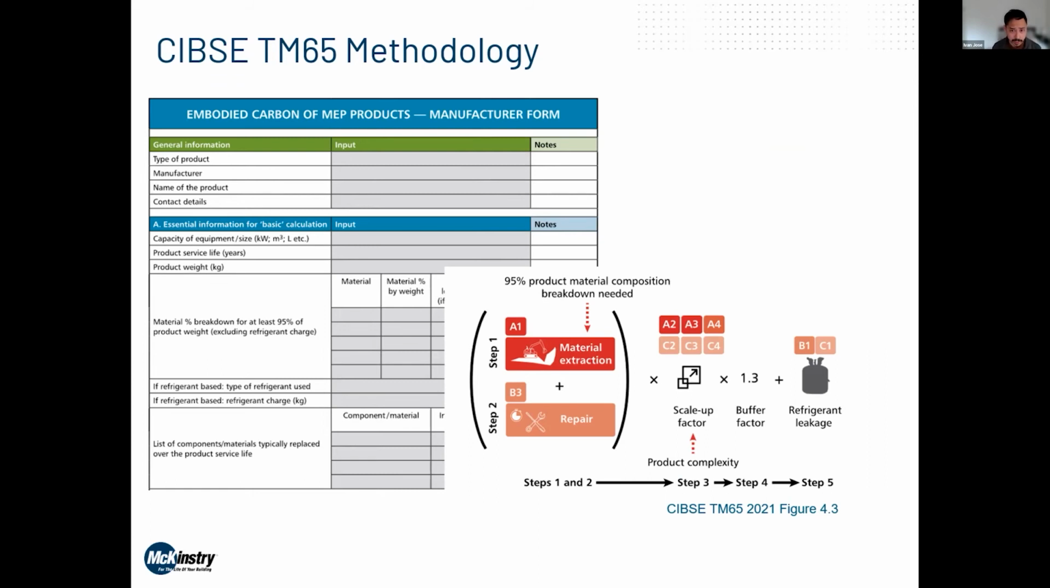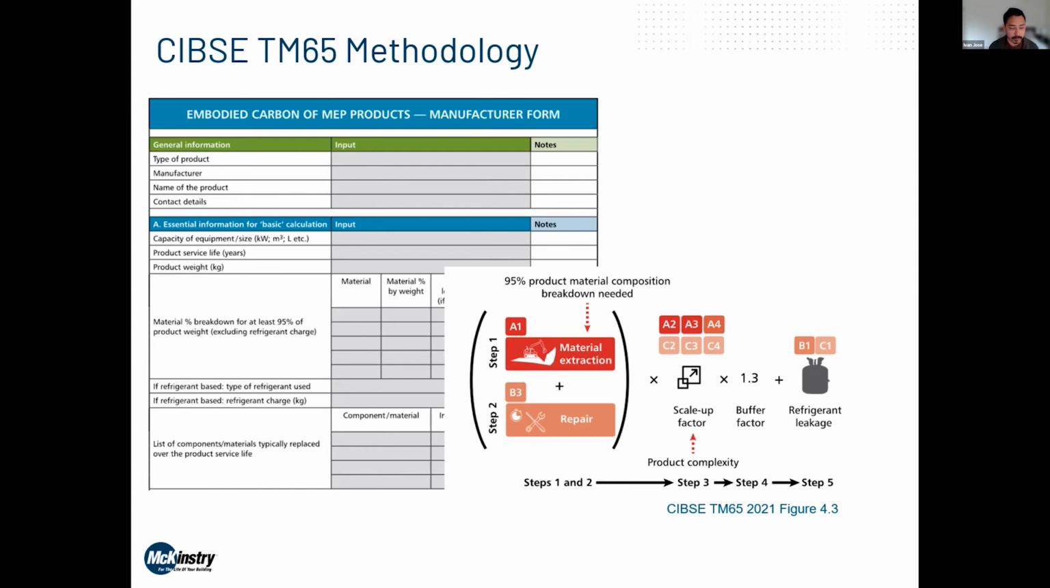And then the third step would be to use scaling factors to get the A2 to A4 of that product. And again, that's just estimating, because we don't have that data readily available if you don't have an EPD. The fourth step would be to include a buffer factor, just given the simplicity and averaging that we're doing in this process. We just want to make sure we're being a little bit more conservative. And then the final step is just to include the refrigerant leakage to get the full embodied carbon.